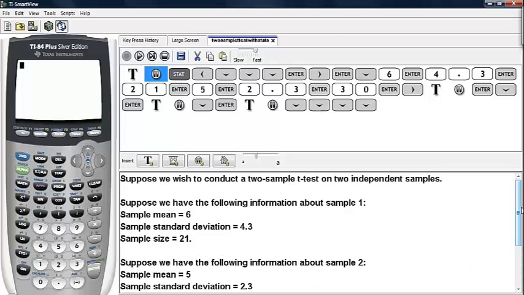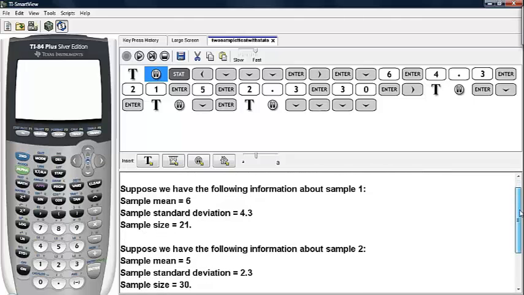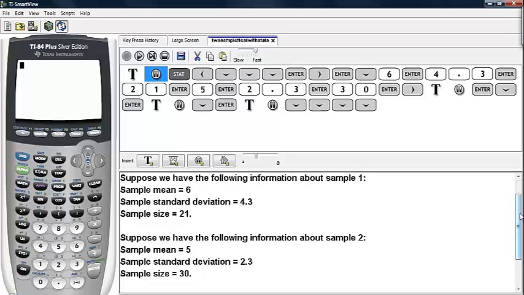Suppose we wish to conduct a two-sample t-test on two independent samples. And for example, let's say we have the following information. From one sample, we determine the sample mean to be 6, the sample standard deviation to be 4.3, and the sample size to be 21. And for the second sample, we have a sample mean of 5, a sample standard deviation of 2.3, and a sample size of 30. So how can we input this information into the calculator and get results?